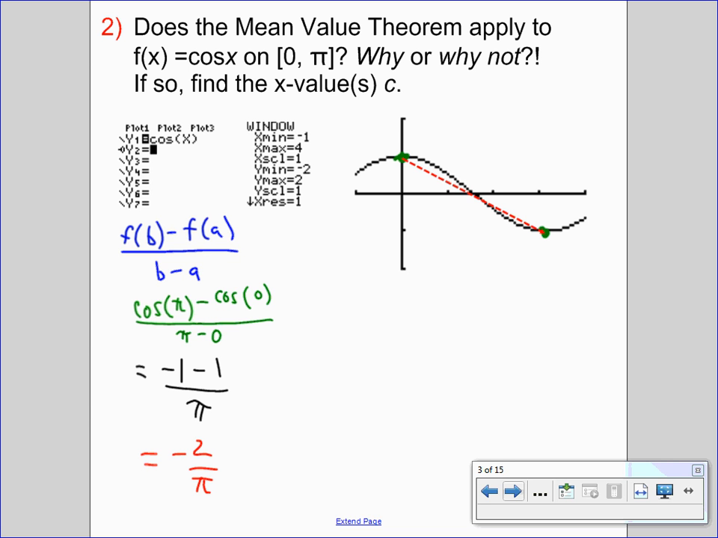But first I want to check and see who got this far. So who got a slope of the secant line is negative 2 over pi? Great, that's my average rate of change of the function over the interval 0 to pi. I want to see where the instantaneous rate of change is equal to that average rate of change. So what do I need for instantaneous rate of change? What expression tells me about the instantaneous rate of change? Nikki? Absolutely. We want to see where f prime of x is equal to negative 2 over pi.